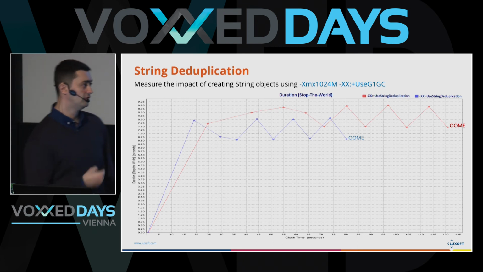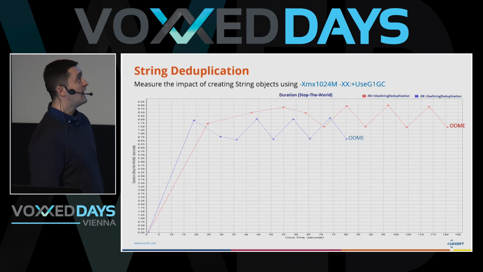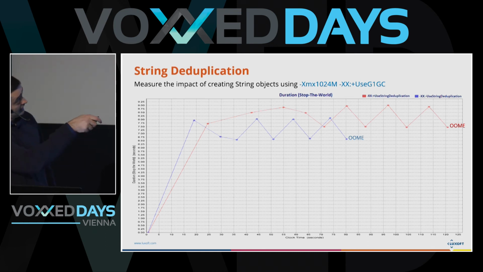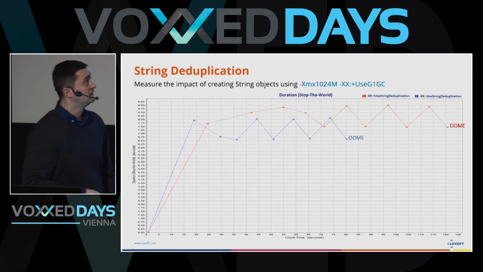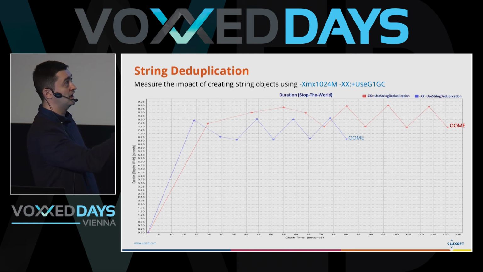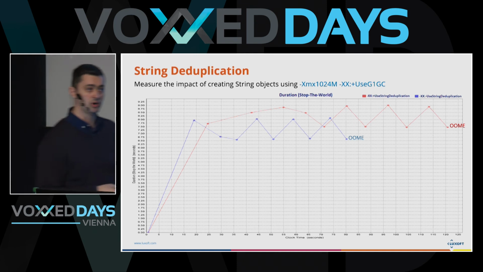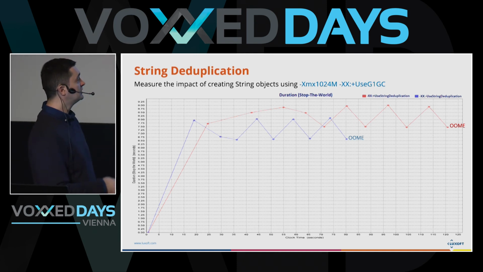I created a very simple application. I created a lot of strings, and I set a threshold for my heap memory to 1 gig. And because I wanted to benefit out of the string deduplication optimization technique, I as well explicitly set the G1. G1 is not enabled by default in 1.8. And I did two types of tests.